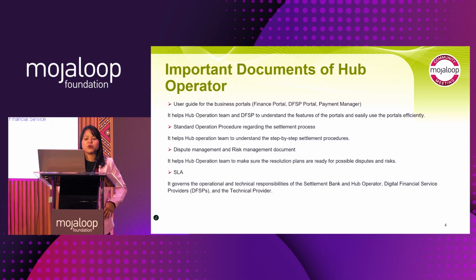And also the last one I added is the SLA document. In the SLA document, we include information such as the responsibilities of the participating DFSPs, settlement banks, and the hub operation team. And also we include the system uptime requirement for the DFSP internal system, and also the uptime of the payment switch, something like that. So that is why the SLA document is one of the documents the hub operation team should prepare.